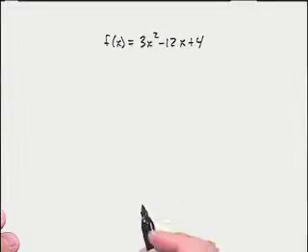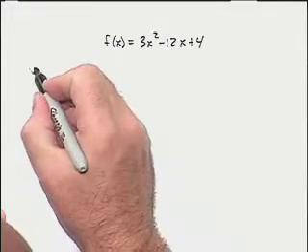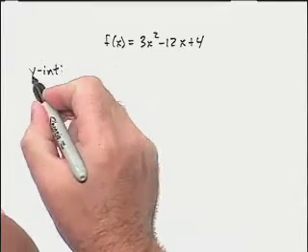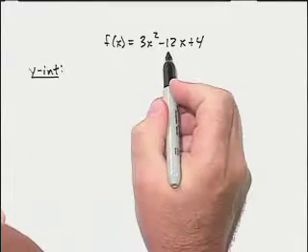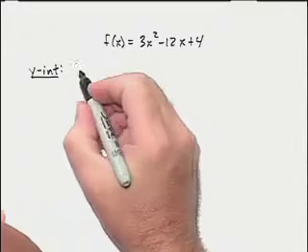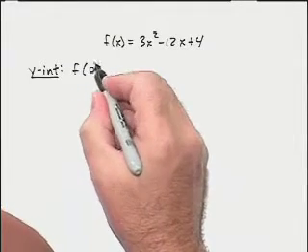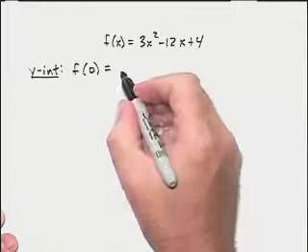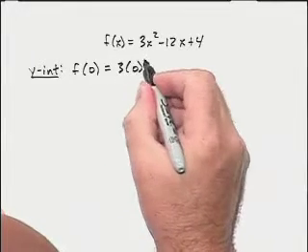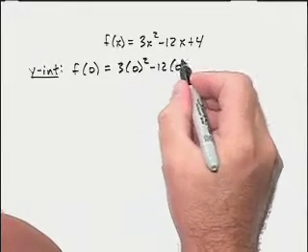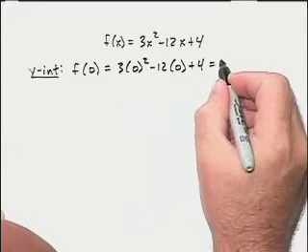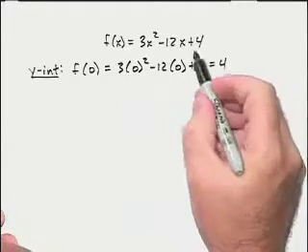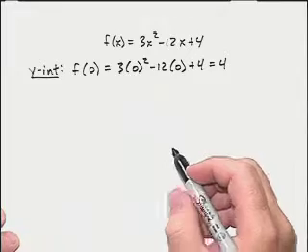Next, we're going to find the intercepts. Remember, there are two types of intercepts we need to find, x-intercepts and the y-intercept. We'll start by finding the y-intercept. To find our y-intercept, we're going to let x equals 0 and find the value for y. It means we need to evaluate the function when x is 0. So we find f of 0 is 3 times 0 squared minus 12 times 0 plus 4, which is just equal to 4. This is the constant term in our quadratic function.